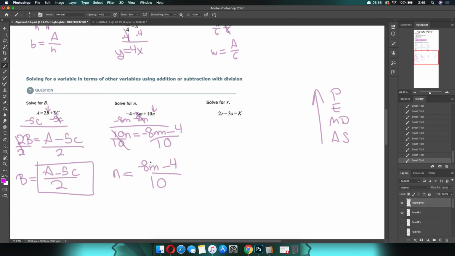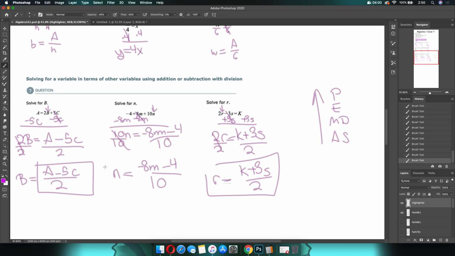Okay, not so bad. What are we solving for here? We're solving for r, so plus 3s. 2r equals k plus 3s. All right, and I start to see a pattern here. Divide by 2. R equals k plus 3s all over 2. This doesn't look so bad.